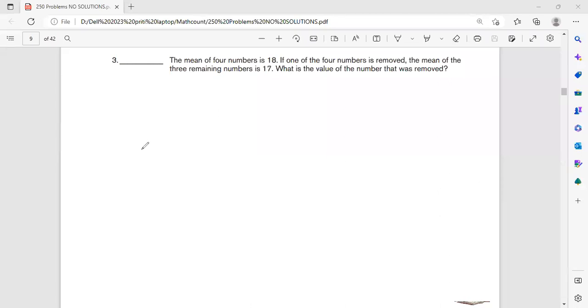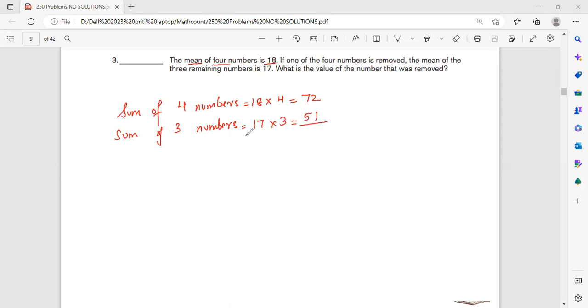Question number 3. The mean of 4 numbers is 18. If one of the 4 numbers is removed, the mean of the 3 remaining numbers is 17. What is the value of the number that was removed? Again, they've given us the mean and the number of observations, which is 4. So the sum of 4 numbers will be 18 times 4, which is 72. And the sum of the 3 numbers is 17 times 3, so you get 51. So you subtract. The value of the number that was removed is 21.